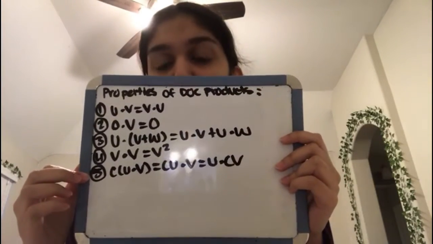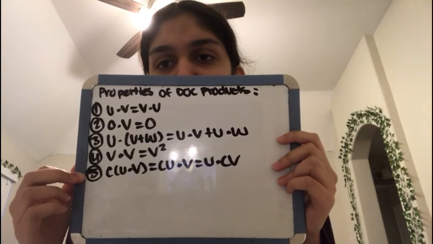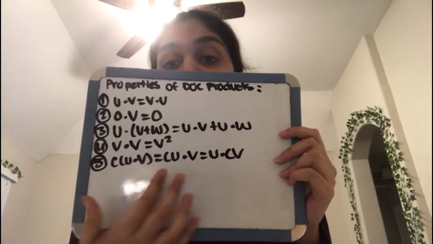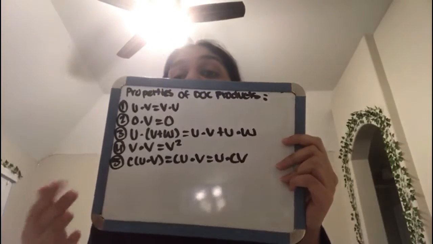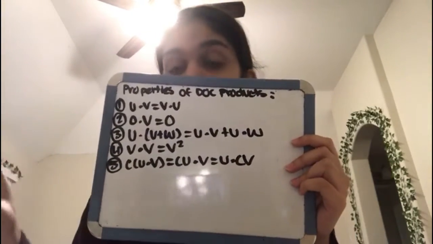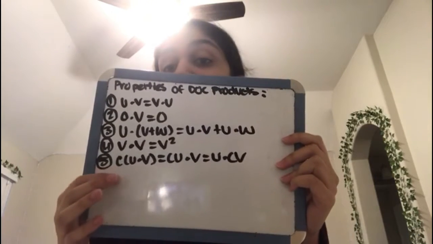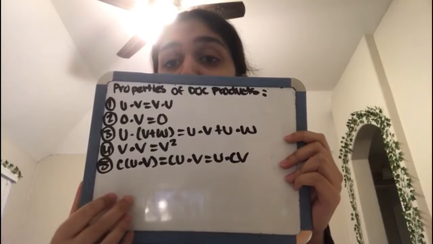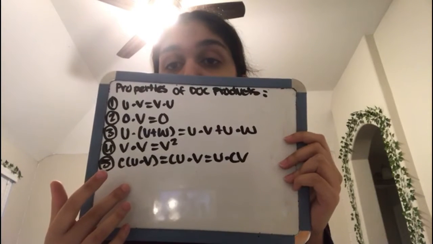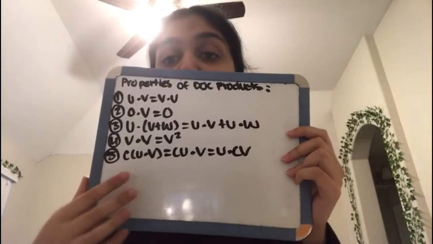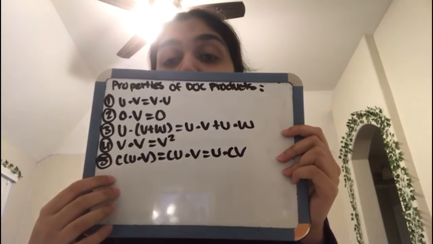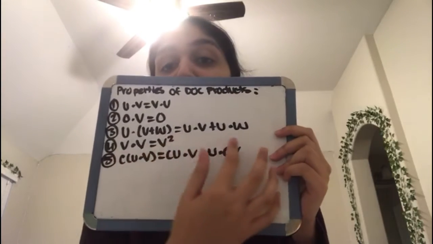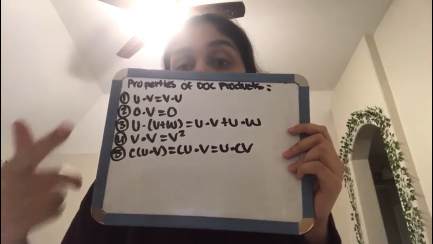Number five is, I think that's C, yeah. So c times (u times v) equals (cu) times v equals u times (cv). Now it's the same thing as number three, the distribution, but this one is adding with c now, so it's not with the w anymore. So this one is actually c. This one has separate numbers, but this one is actually together with 1.